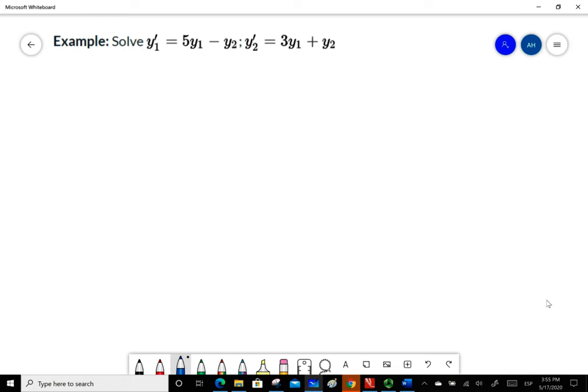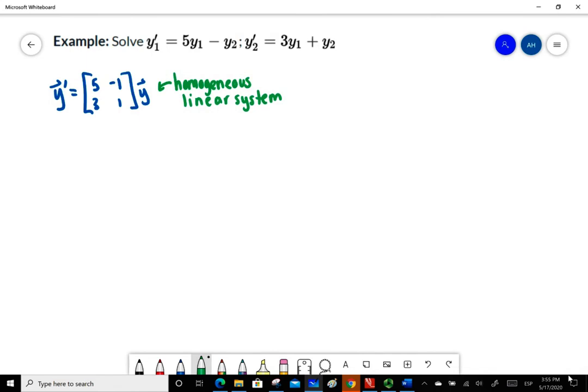Solve y1' = 5y1 - y2 and y2' = 3y1 + y2. To start this problem, I'll write it in matrix form as y' = the matrix [5, -1; 3, 1] times y. Now, since this is a homogeneous linear system, I can find the general solution using the eigenvalues and eigenvectors of the coefficient matrix [5, -1; 3, 1].